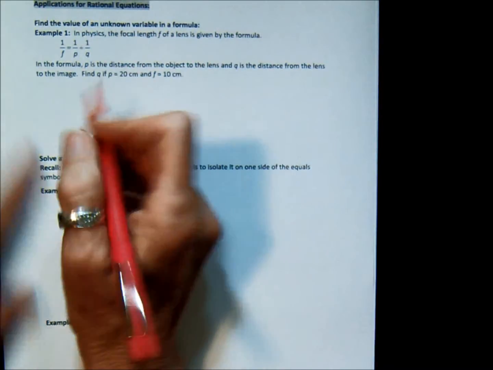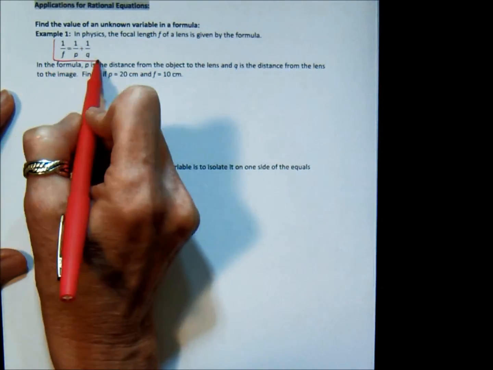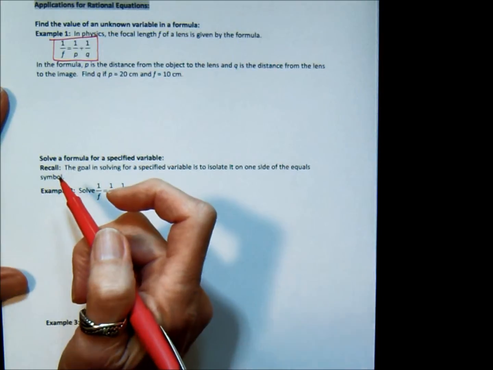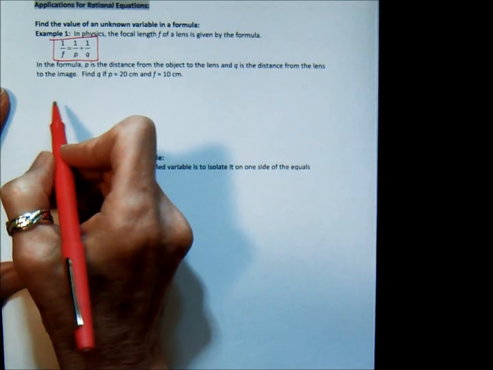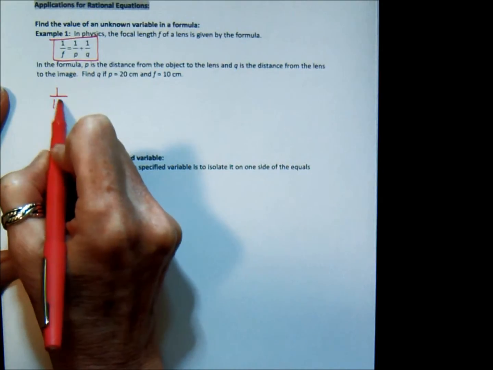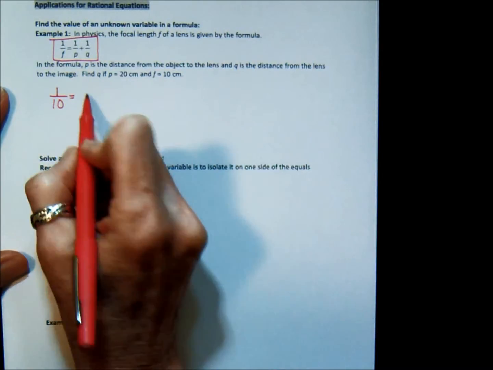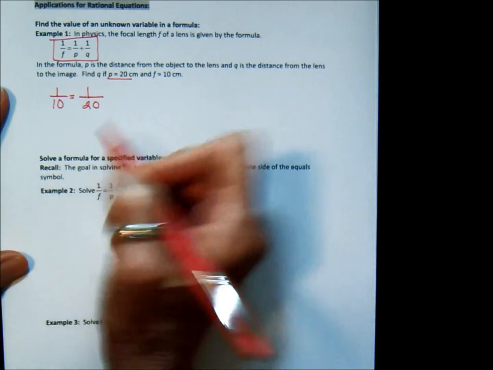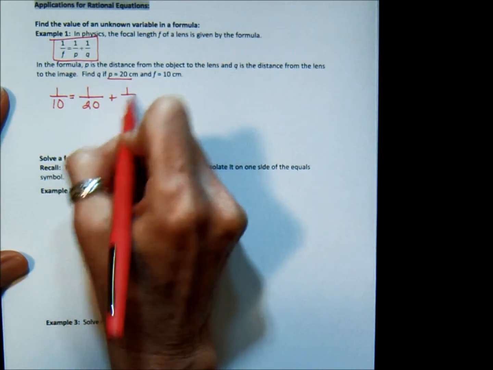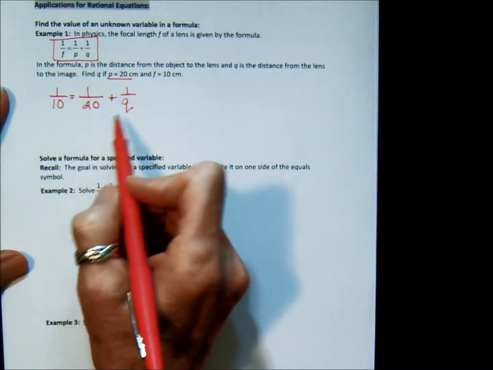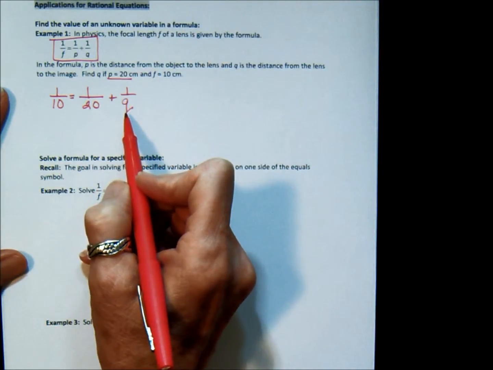So we are going to take our formula right here, and we're going to replace the numbers that we know and then solve for the ones we don't. So we know f, so it's going to be 1 over 10. We know p, 1 over 20, because it's given to us right here. And then we want to solve for 1 over q. Now what makes this different is that the variable that we're solving for is in a denominator.